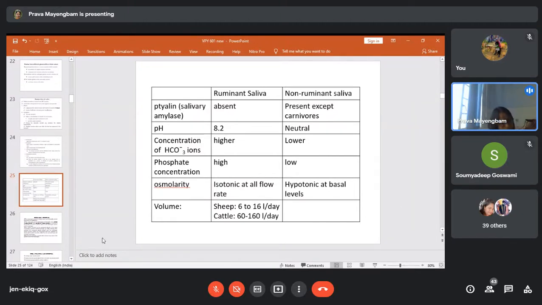Do you want to ask anything up to this? What we have discussed today is the basic mechanism of saliva secretion, the salivary gland, what is salivon, what are the components of saliva, and what are the differences in ruminant saliva and non-ruminant saliva.